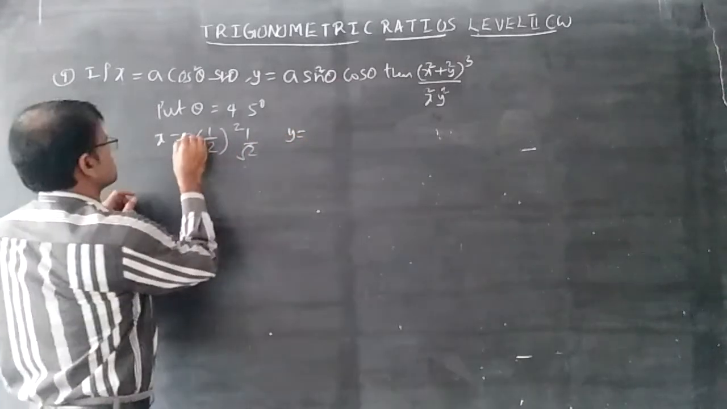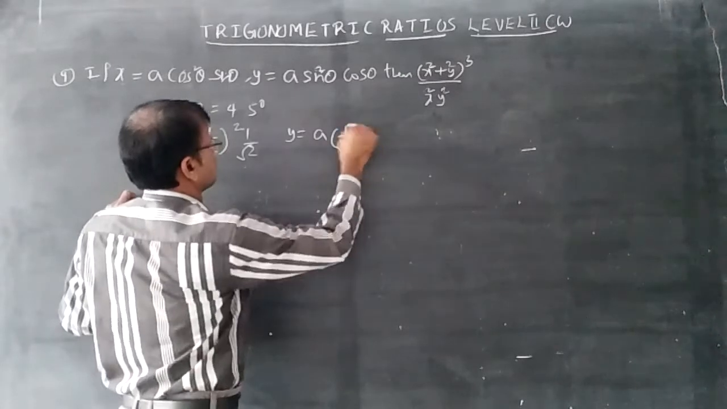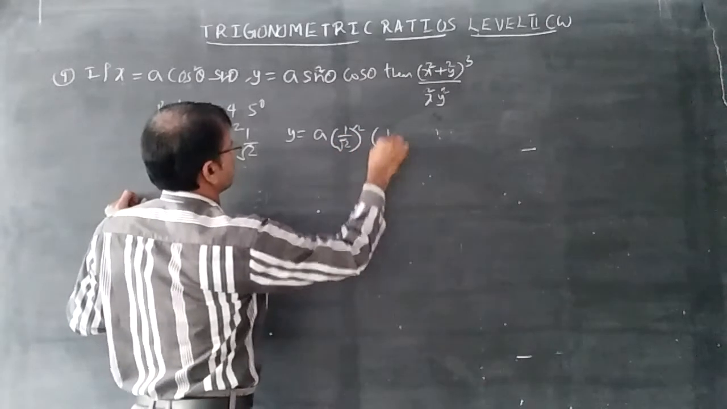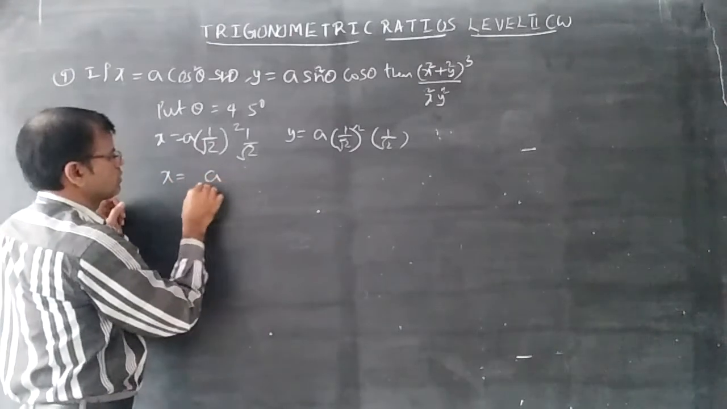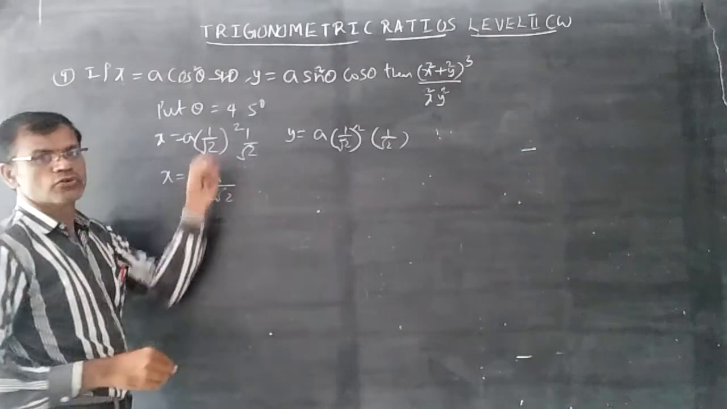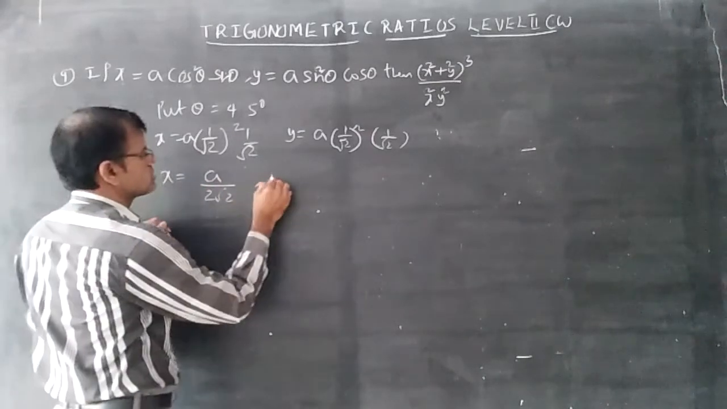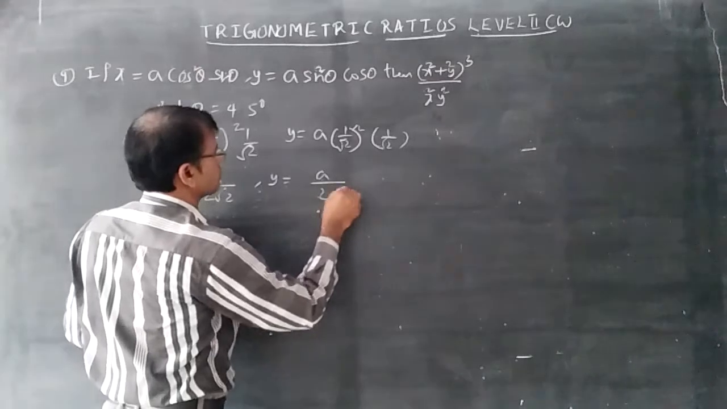In the similar way, here a is there. This one also, a into 1 by root 2 whole square into 1 by root 2. So x we can understand as x is equal to a by 2 root 2, because root 2 whole square becomes 2. x is equal to a by 2 root 2 and y is also a by 2 root 2.